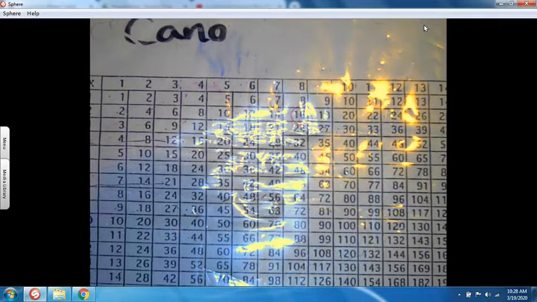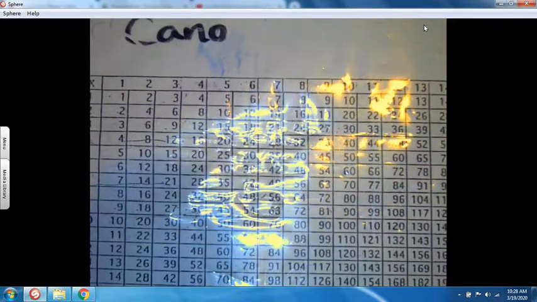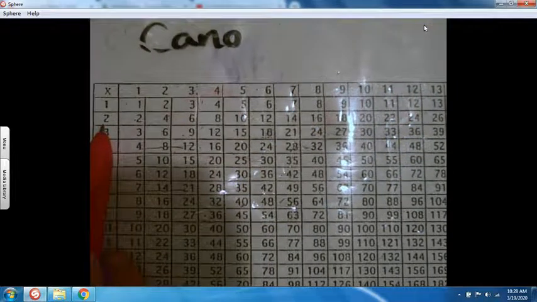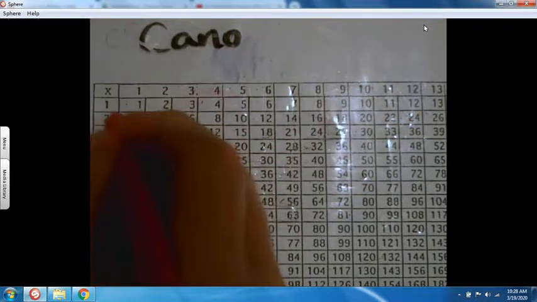Yes, so it could be 2, and I'm sorry for the glare. I don't know how to make that go away. Let me try that. Well, that works. It's kind of dark in my room here.